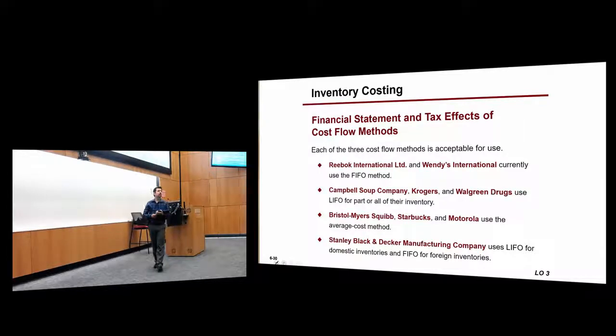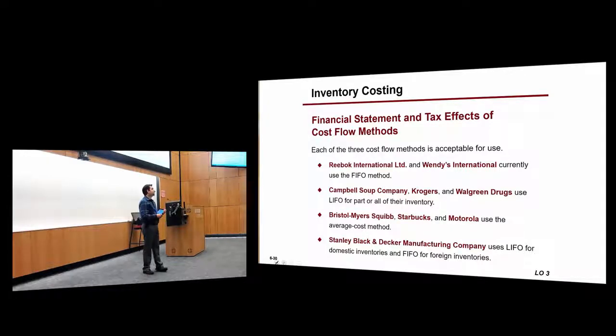So companies might pick one method over the other for different reasons. One reason is the income statement effect. The other reason is the balance sheet effect. Third one will be tax effect. What do we mean by income statement effect? Why would net income be affected by how much ending inventory you still have?